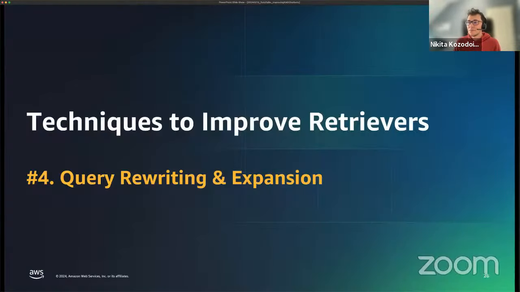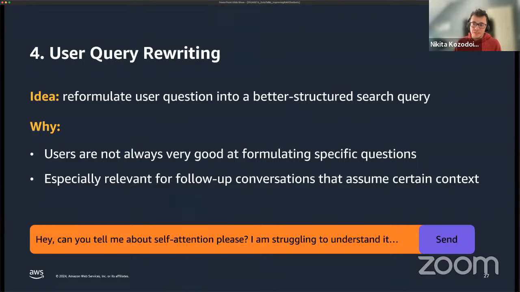Great. Moving on to the next technique, number 4, which is called query rewriting and expansion. This has to do with a different problem that also comes back to poor retrieval accuracy. The underlying problem is that as users of those conversational assistants, we are not always very good at formulating our questions in a very specific, precise, and concise manner.